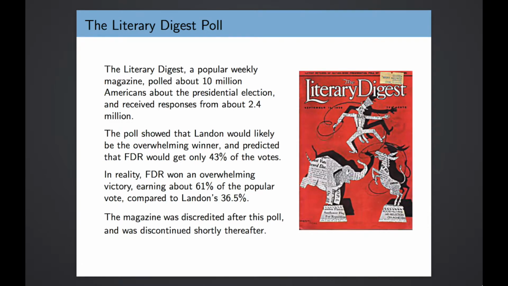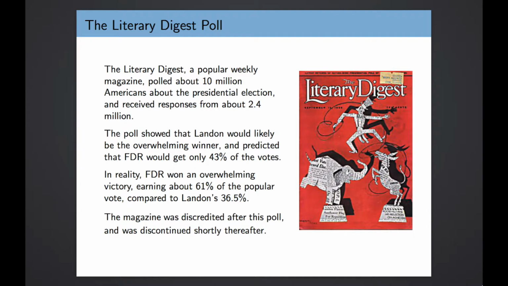The Literary Digest was a popular weekly magazine, and the Digest did this poll of about 10 million Americans about the presidential election to try to figure out how people were going to vote. They sent out this poll to 10 million people and they received about 2.4 million responses back. And the results of this poll showed that Alf Landon was likely to be the winner of the presidential race by an overwhelming majority. Their poll indicated that if people voted the way they said they were going to vote, FDR would get only 43% of the votes.